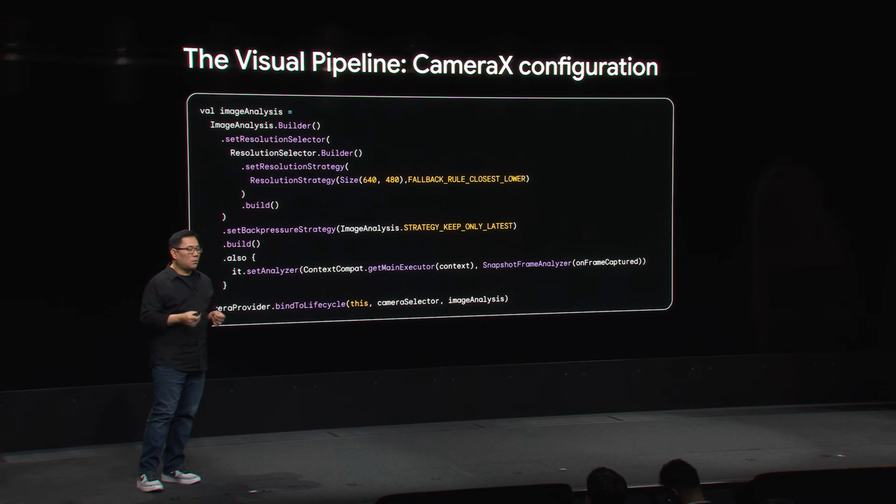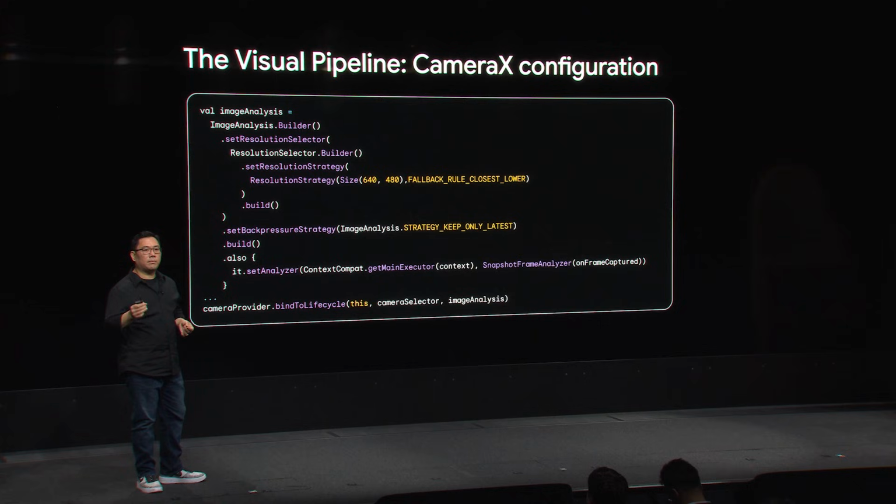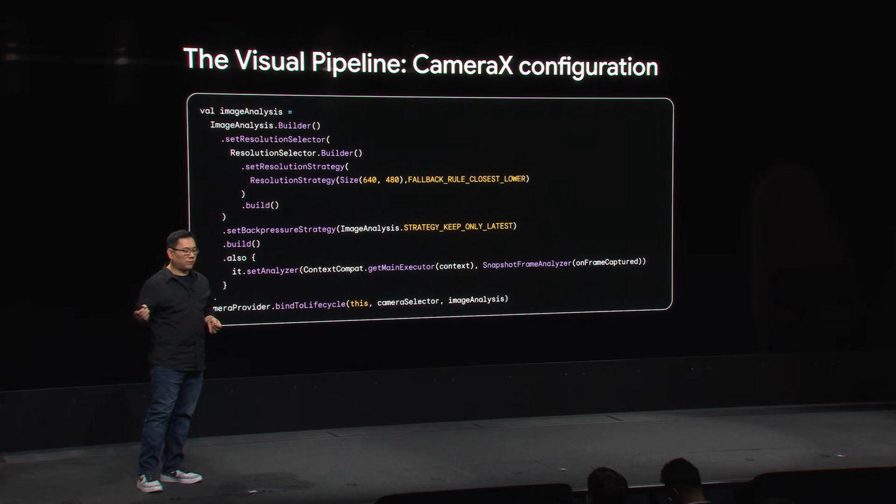Now, let's look at the plumbing. Earlier, we saw how to initiate an audio conversation. So let's look at another key component for our AI glasses, the visual pipeline. We utilize CameraX's image analysis use case. In CameraX, a use case simply defines the task you want to perform, like showing a preview or taking a photo. Image analysis is the specific use case that gives our code direct access to the raw frame buffers for AI processing.